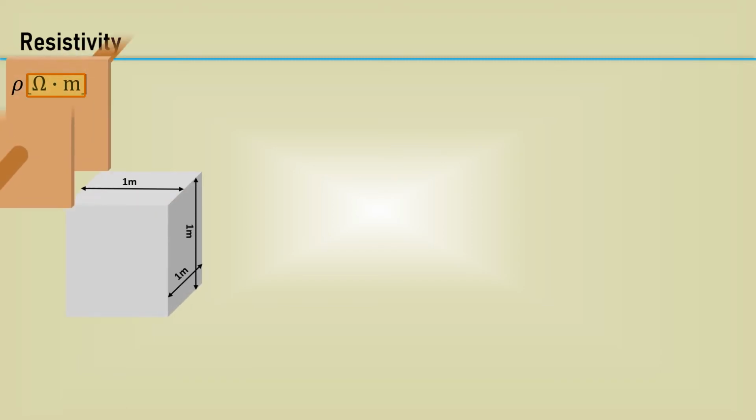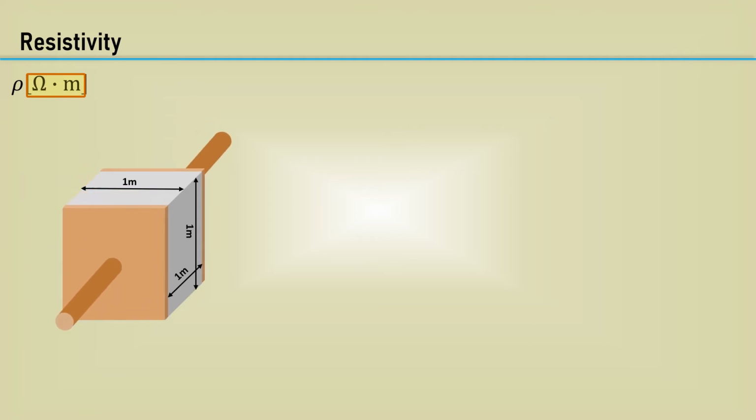For example, if a 1 cubic meter material has sheet contacts on opposite faces, and the resistance between those contacts is 1 ohm, then the resistivity of the material is 1 ohm meter. The resistivity of copper is 17.24 nano-ohm meters.